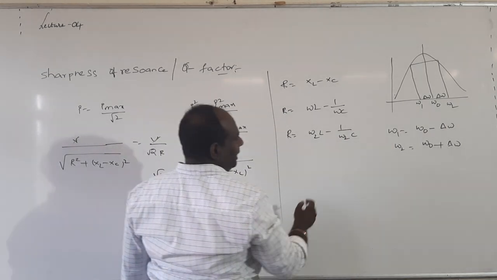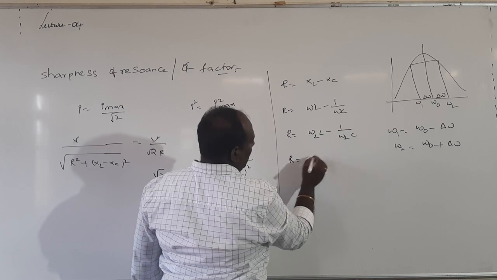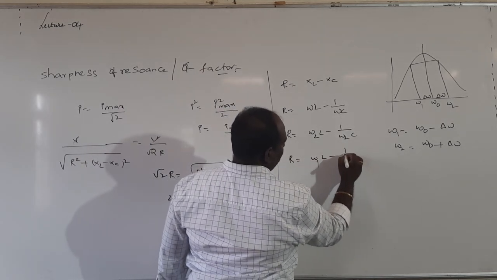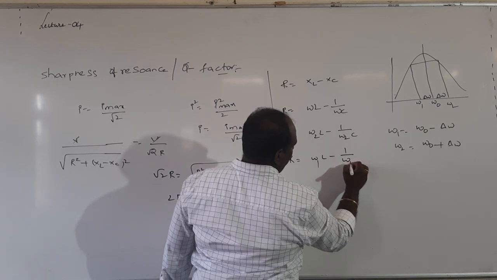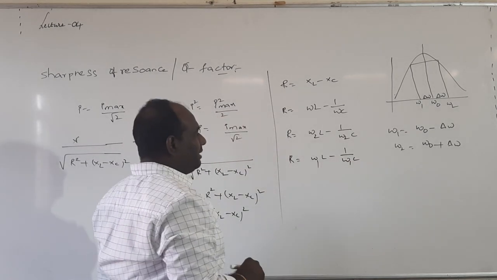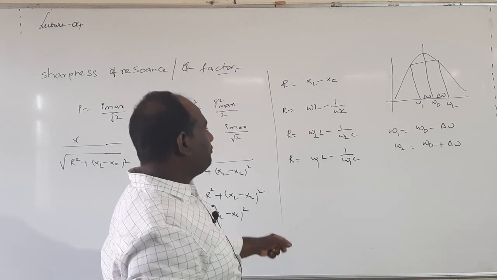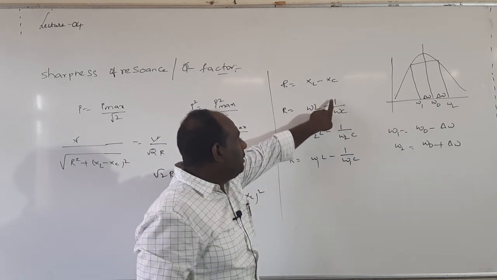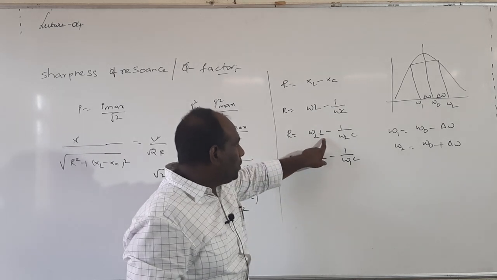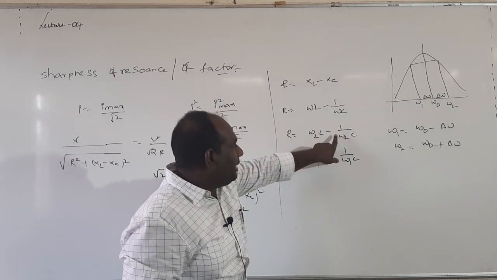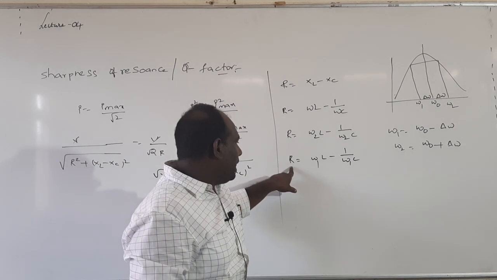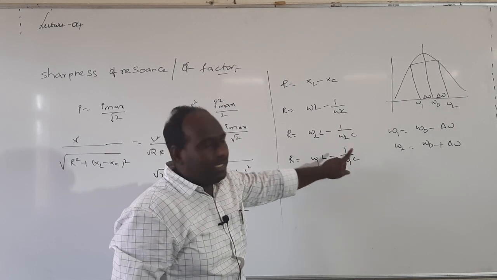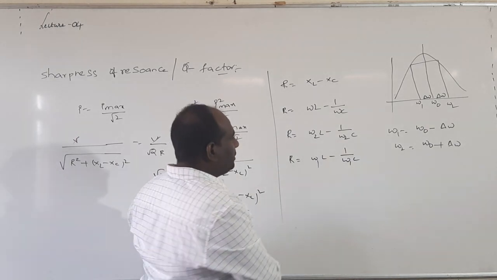Now what is omega 2? I can write R is equal to omega 1 L minus 1 by omega 1 into C. We can use either of the equations. So I can write R is equal to omega L minus 1 by omega C, R is equal to omega 2 L minus 1 by omega 2 C, or R is equal to omega 1 L minus 1 by omega 1 C. We can use any of the equations. I am using this equation.